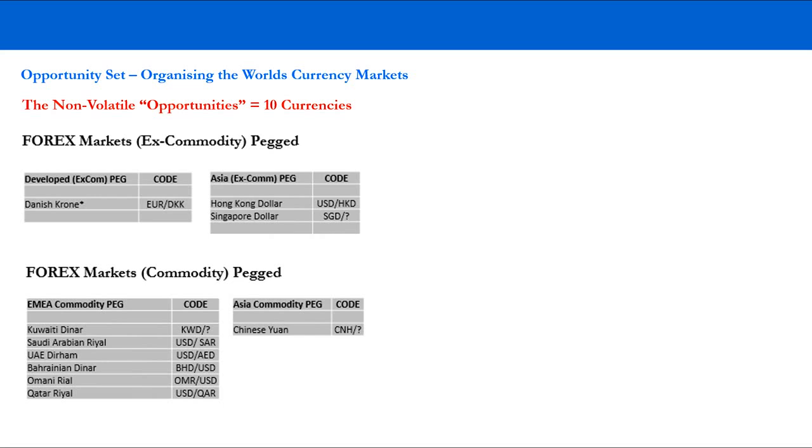So we have here the ex-commodity pegged, which includes the Danish kroner, the Hong Kong dollar, and the Sing dollar, and the commodity pegged currencies. So these are the ones that are not going to move. There's no volatility, or volatility is extremely small.